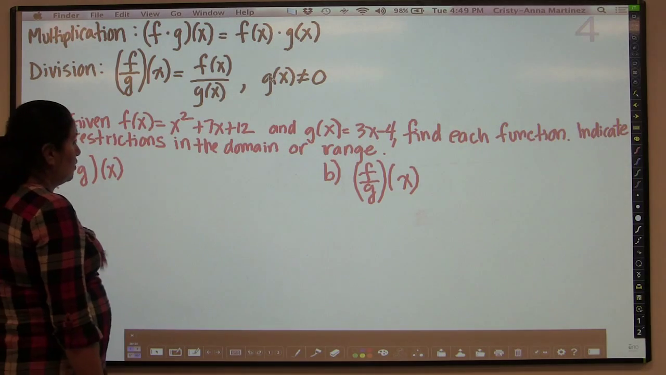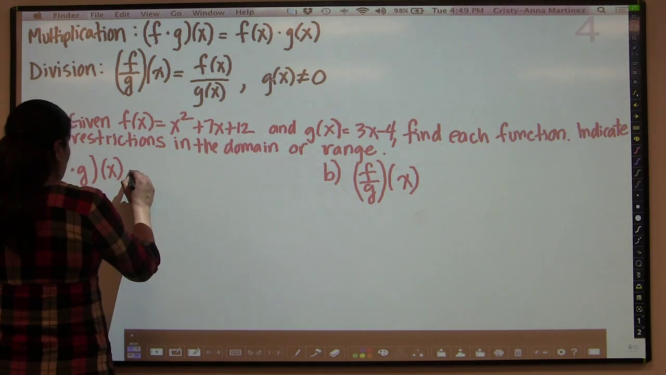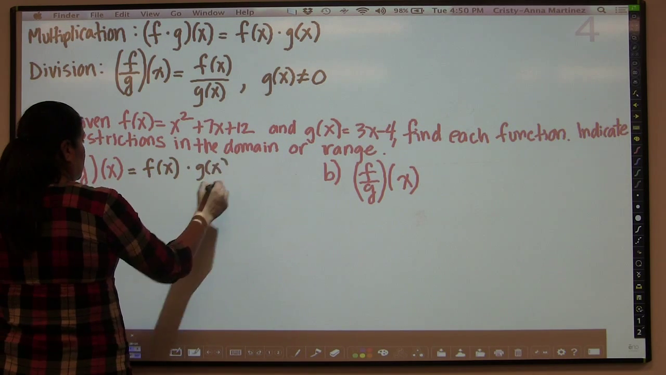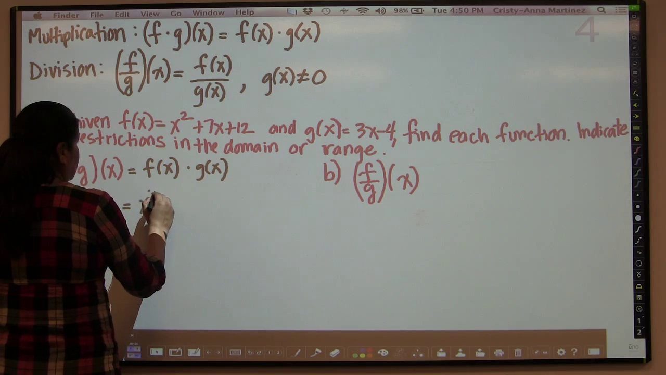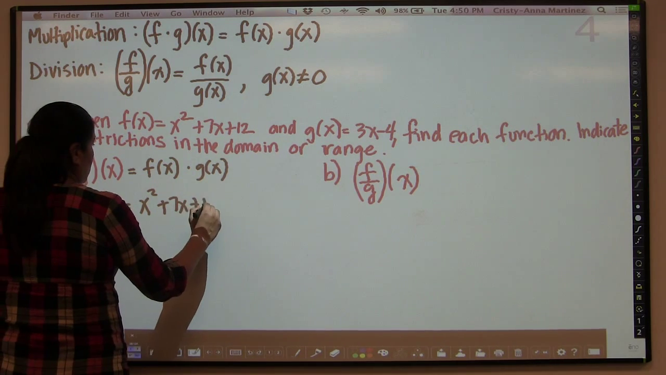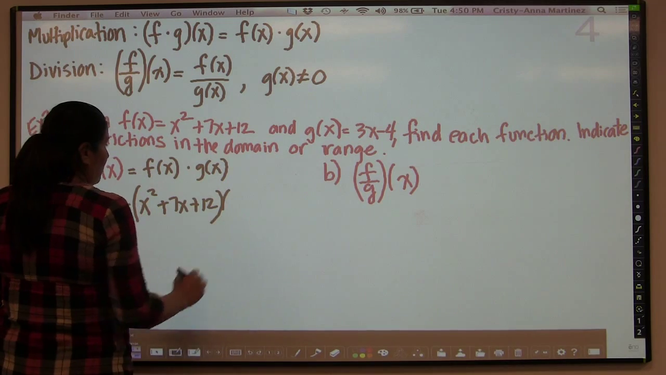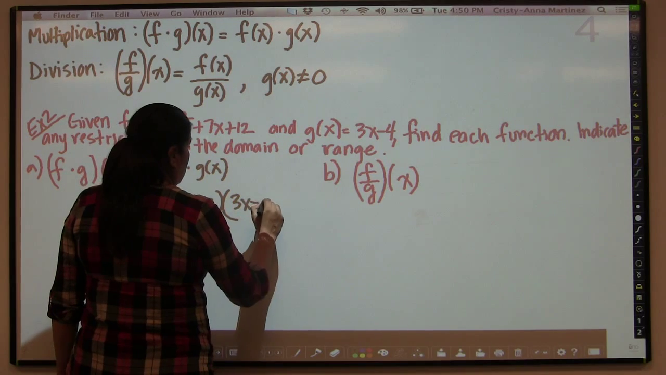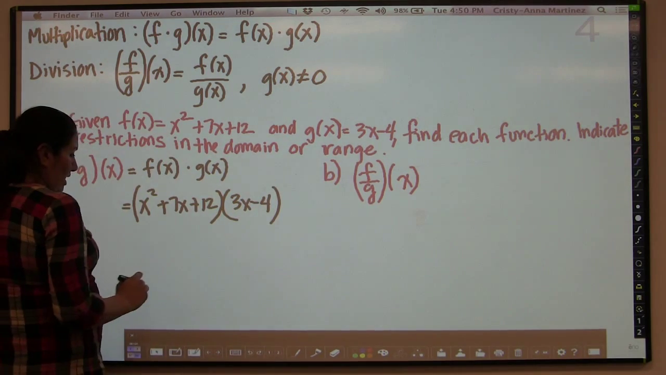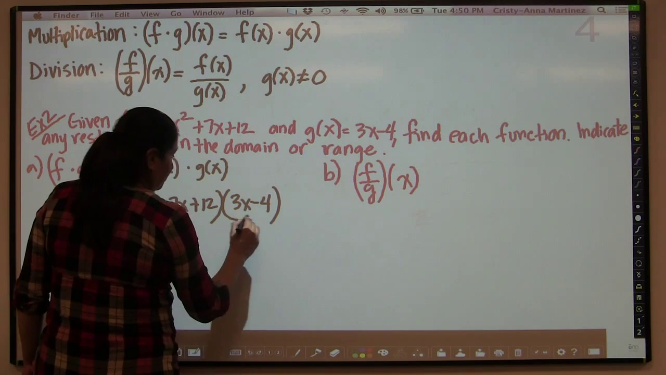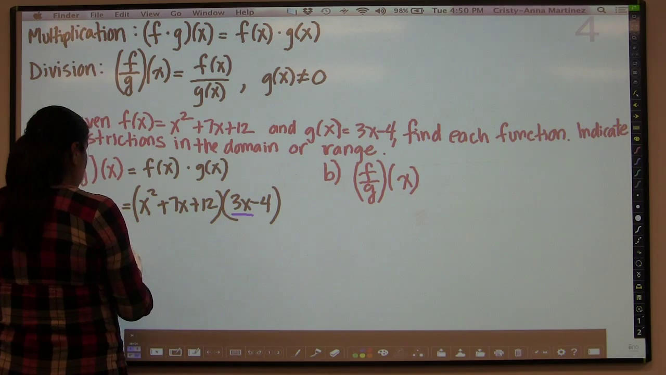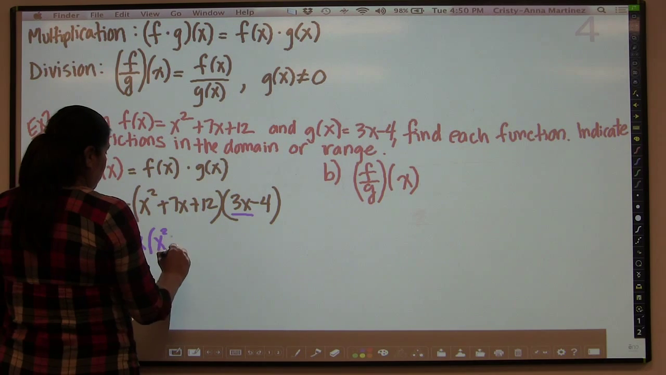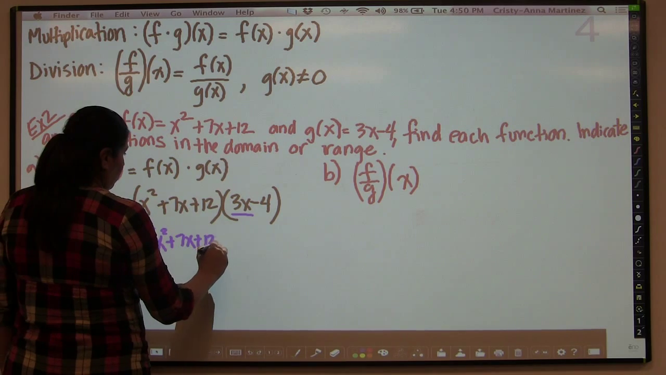This time my function is x squared plus 7x plus 12. So I need to take f of x and multiply it by the g of x function, which is 3x minus 4, which is going to require that I go from the left here. So it's going to be 3x times x squared plus 7x plus 12.